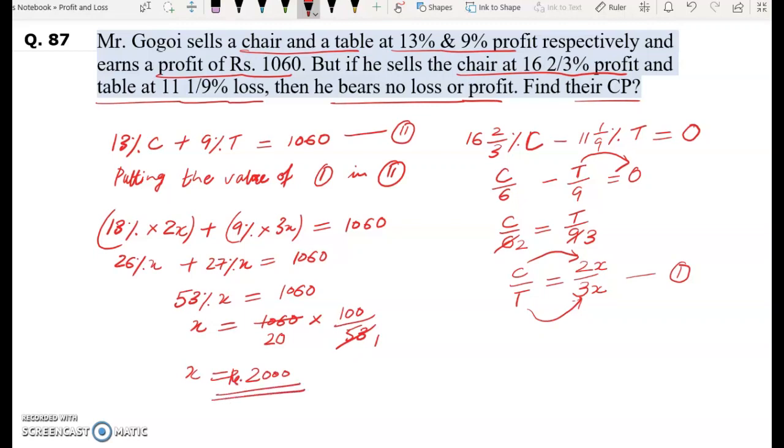And in this question we need to find the CP, cost price of chair and table. Now the cost price of chair is how much? 2x. And the cost price of table is 3x. So cost price of chair will be how much? 2 into x. Our x is how much? 2000. So 2 into 2000 will give us rupees 4000. And 3x, cost price of table will be 3 into 2000, which is rupees 6000. So this is our answer.